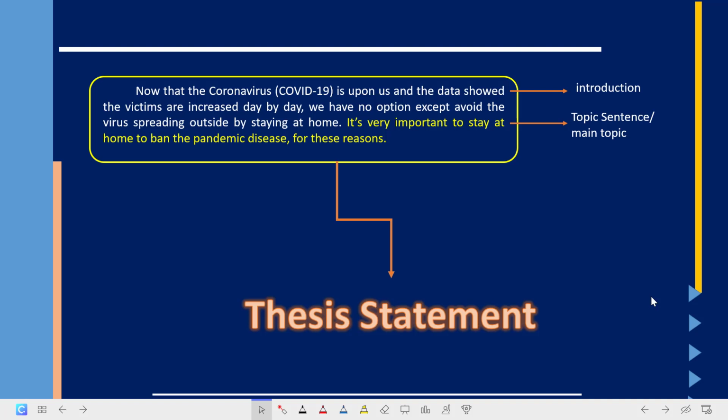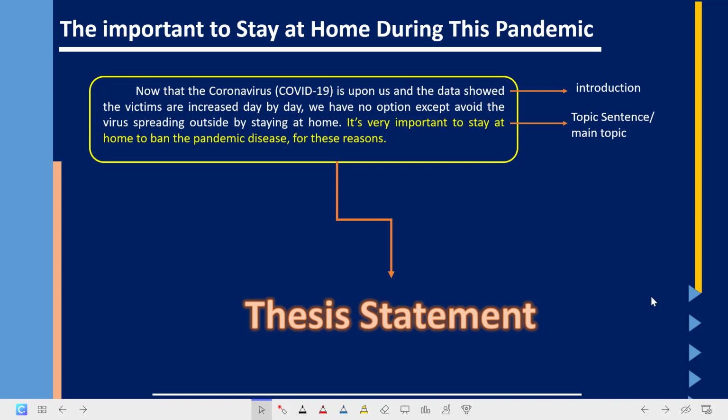We have the first structure, thesis statement. The topic is about the importance of staying at home during this pandemic. Here, the writer tried to introduce the topic by telling the data about the victims, the increasing victims day by day. And actually, the main topic is this one: it's very important to stay at home to ban the pandemic disease for these reasons. So it is like an opening that leads to the arguments.